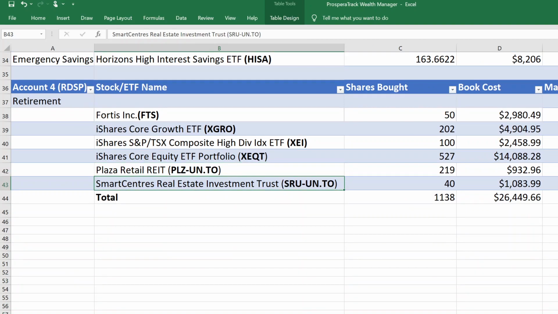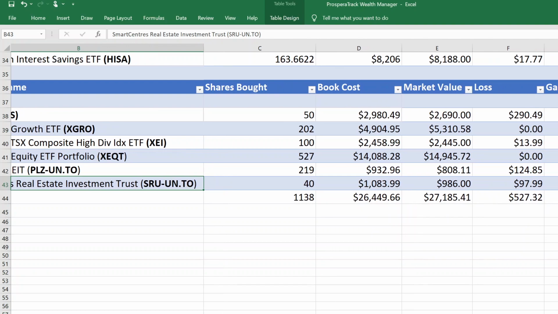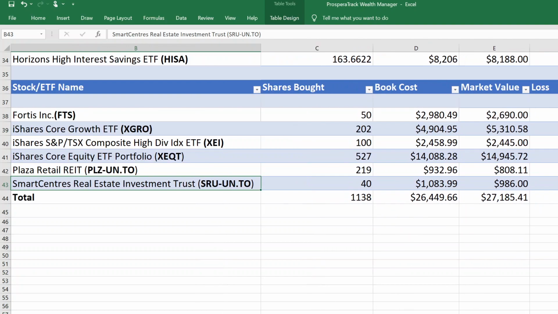And the last product that I have in my RDSP is Smart Centres. This is another REIT. I own about 40 shares of that one. I bought it at 1,000 plus, and at the moment it's currently valued at 986 dollars. I'm down 97.99 on that one.